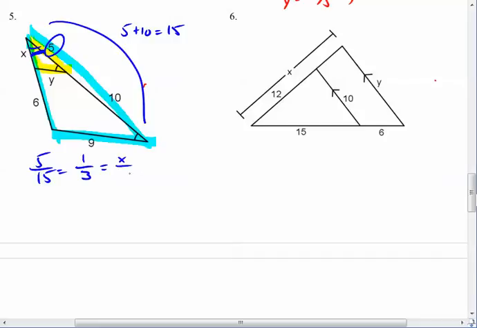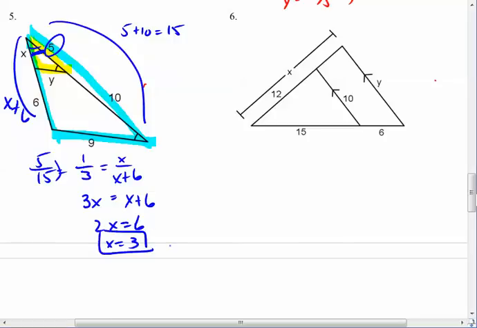X is in the smaller triangle. And the corresponding side to x is this whole x plus 6. So I'm going to put x over x plus 6. Let's cross multiply: 3 times x, and then x plus 6. So that's 2x equals 6, or x equals 3.